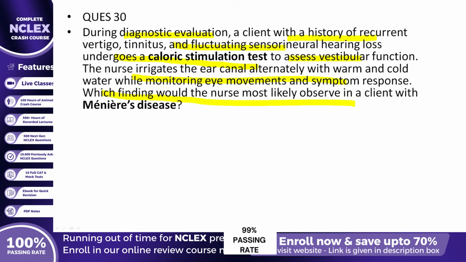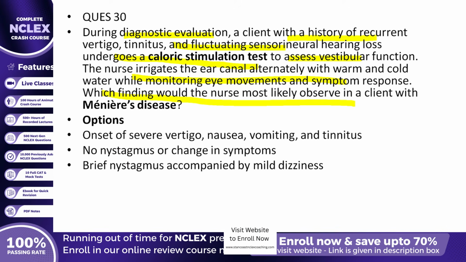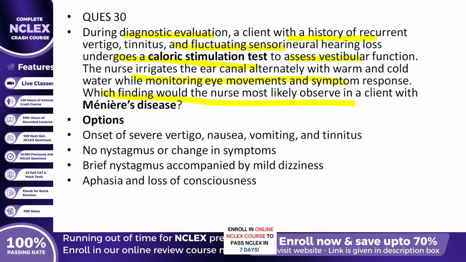Option 1, onset of severe vertigo, nausea, vomiting, and tinnitus. Option 2, no nystagmus or change in symptoms. Option 3, brief nystagmus accompanied by mild dizziness. Option 4, aphasia and loss of consciousness. The correct answer is Option 1, onset of severe vertigo, nausea, vomiting, and tinnitus.